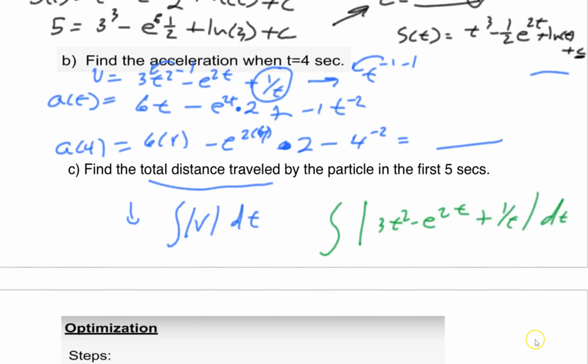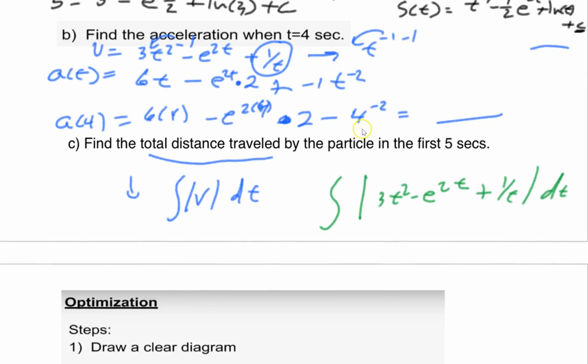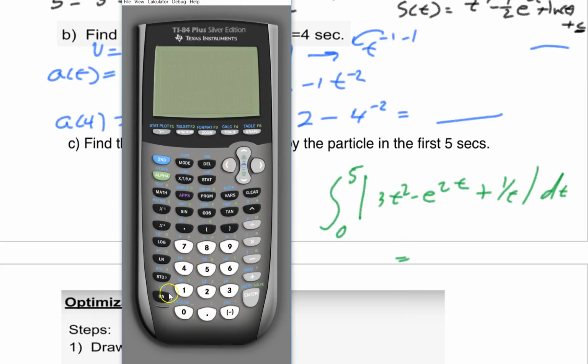Now, again, it's all about understanding what that means. So, total distance traveled in the first 5 seconds. So I'm going from 0 to 5. I just put down my calculator, make sure to put absolute value. So if I was doing that on my calculator, just to show you, turn it on. We're going to integrate, so math 9. We're going 0 to 5 because it says the first 5 seconds.